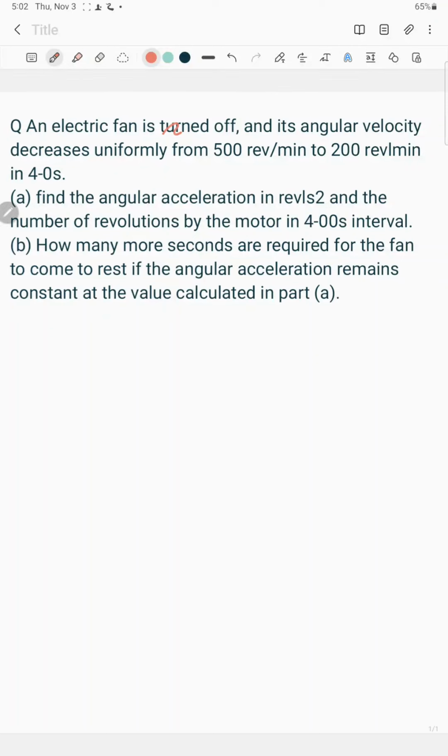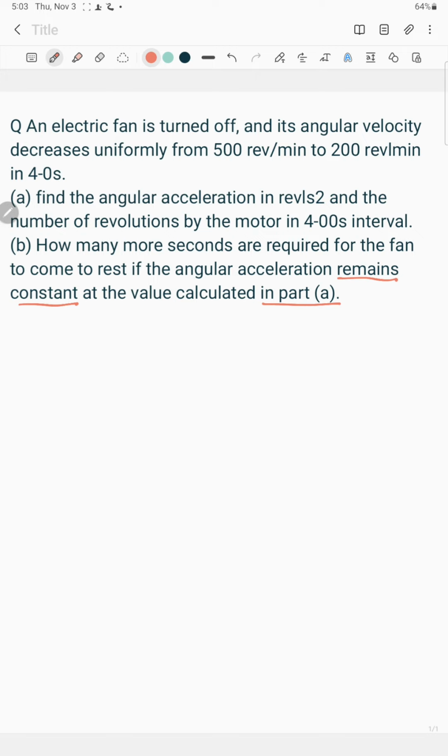An electric fan is turned off and its angular velocity decreases uniformly from 500 revolutions per minute to 200 revolutions per minute in 4 seconds. Find the angular acceleration in revolutions per second squared and the number of revolutions made by the motor in the 4 second interval. How many more seconds are required for the fan to come to rest if the angular acceleration remains constant, as calculated in part 1?